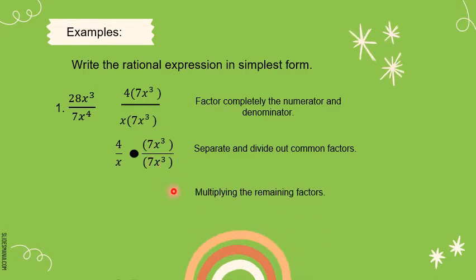Now let's multiply the remaining factors. So we have 4 over x times 7x cubed over 7x cubed. When you divide this one, it's equivalent to 1. And then when you multiply this, we have the final answer, which is 4 over x.